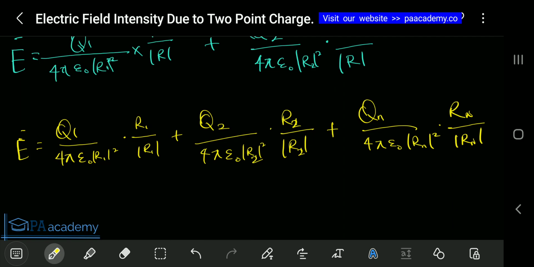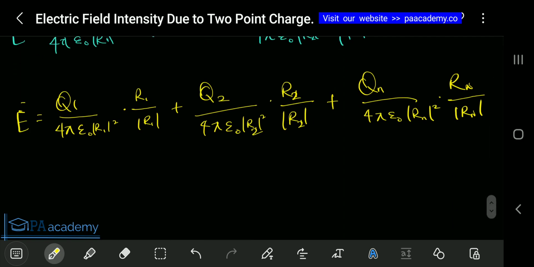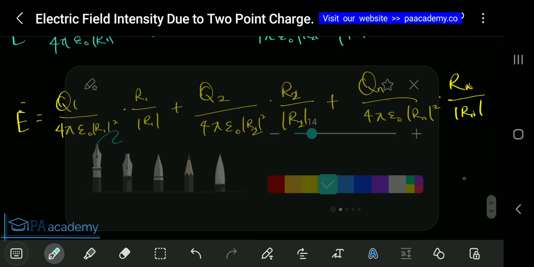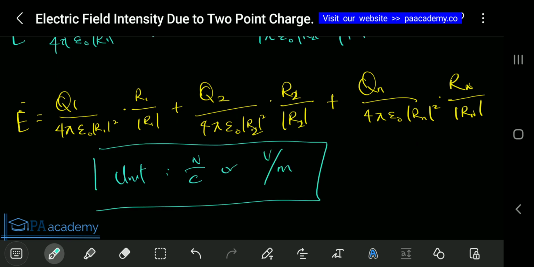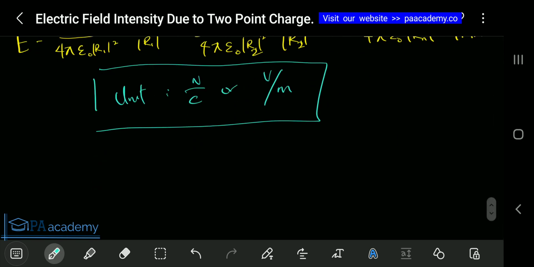The unit will still be the same as in the other part of the video where I talked about the unit. So the unit is still Newton per Coulomb, or you just use V over M. So that's the unit for electric field intensity. All right, so that is it.